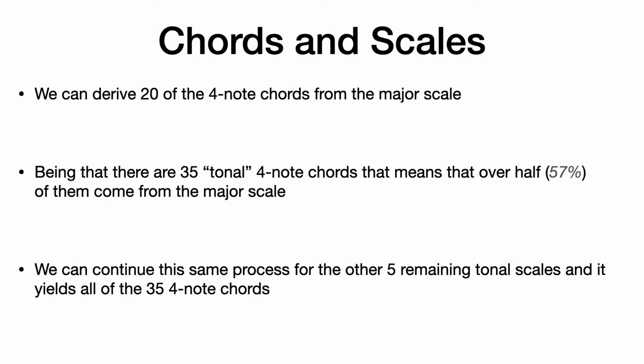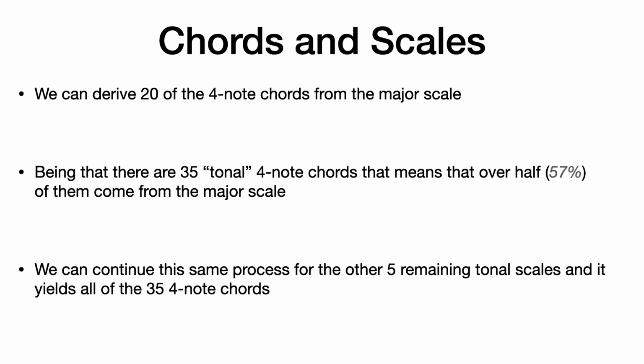So we can derive 20 of the 4-note chords from the major scale. And being that there are 35 tonal 4-note chords, that means that over half of them come from the major scale. And this is one of the arguments for why we should really start exploring major first, because that's going to give us most of our primary material.